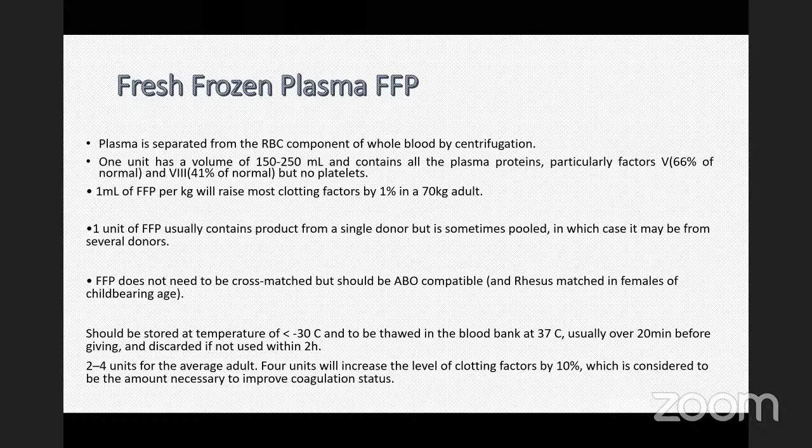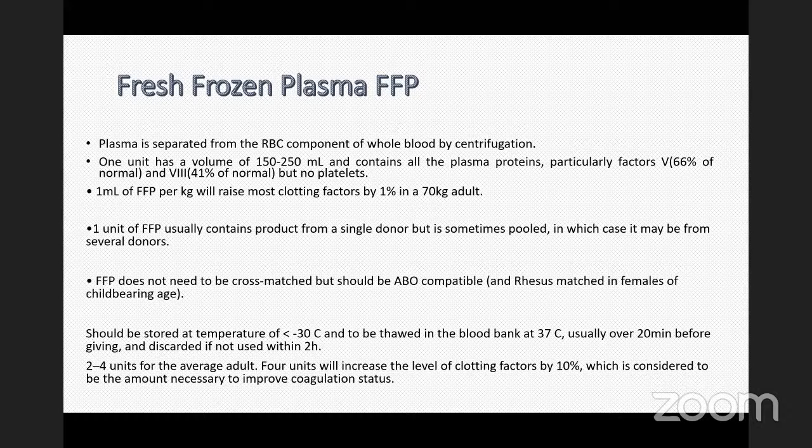So 1 unit of FFP usually contains product from a single donor, but sometimes pooled, in which case it may be from several donors. This is something that we don't find in the other products, as I mentioned, like RBCs and platelets. FFP does not need to be cross-matched, but should be ABO compatible, the same as platelets. It should be stored at a temperature of less than minus 30 degrees Celsius, and thawed in the blood bank at 37 degrees Celsius, usually over 20 minutes before giving, and discarded if not used within 2 hours.